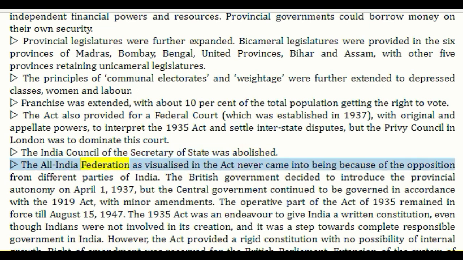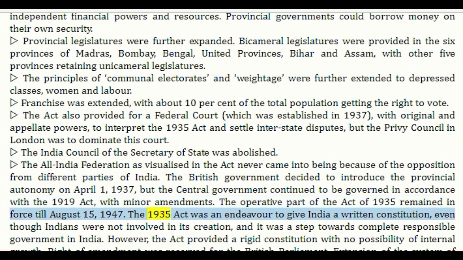The All India Federation as visualized in the Act never came into being because of the opposition from different parties of India. The British government decided to introduce the provincial autonomy on 1st April 1937, but the central government continued to be governed in accordance with the 1919 Act, with minor amendments. The operative part of the Act of 1935 remained in force till 15 August 1947.